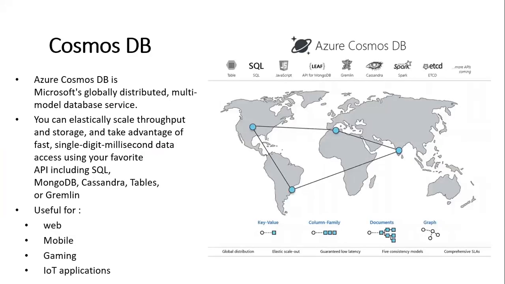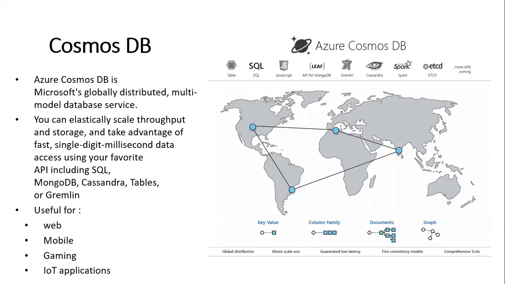Now we are going to discuss about the database services. So Azure is also going to provide a number of database services. Not only a single database service, a number of database services. So let us discuss about the first database service, that is Cosmos DB. This is also one of the very important and core services offered by Azure. Azure Cosmos DB is Microsoft's globally distributed multimodel database service.